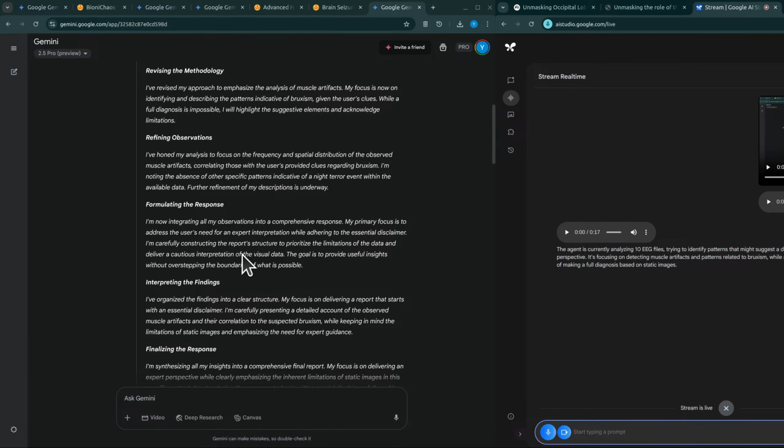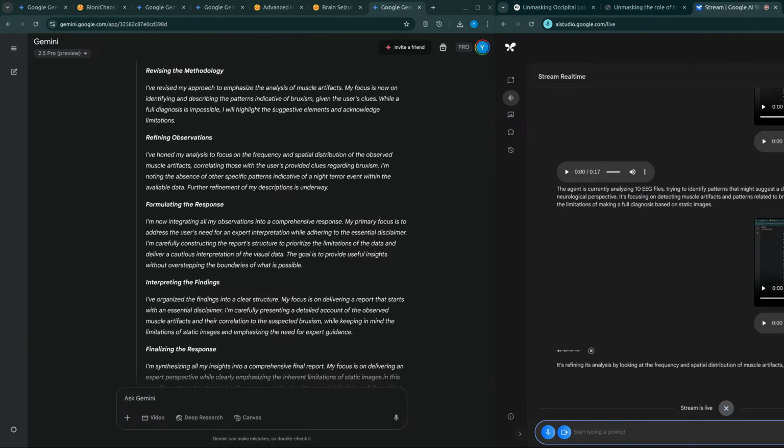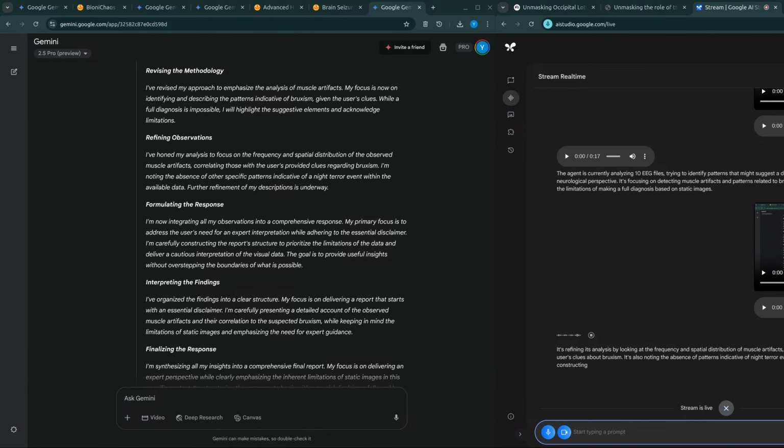Okay, what else is it doing? It's refining its analysis by looking at the frequency and spatial distribution of muscle artifacts, correlating them with the user's clues about bruxism. It's also noting the absence of patterns indicative of night terror events. The agent is carefully constructing its response, integrating all observations, and emphasizing the limitations of the data.